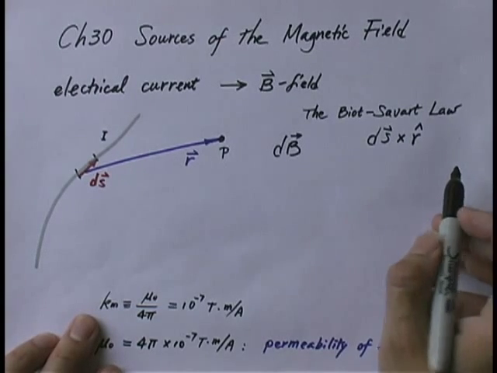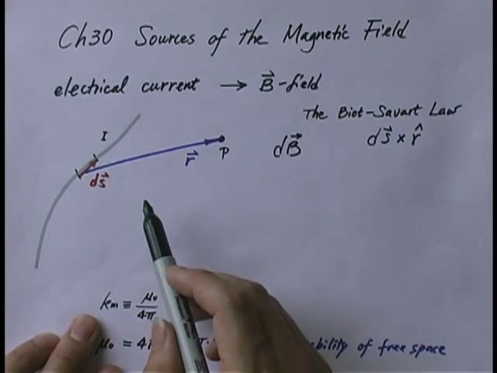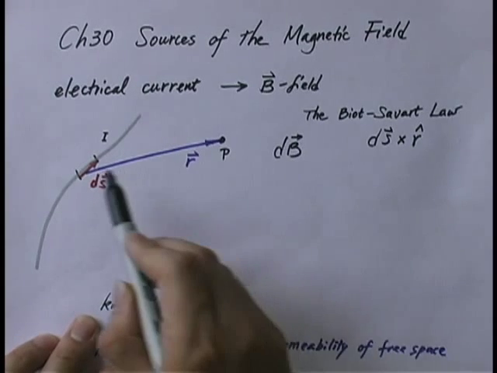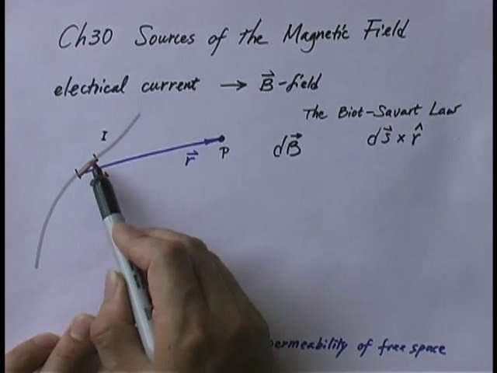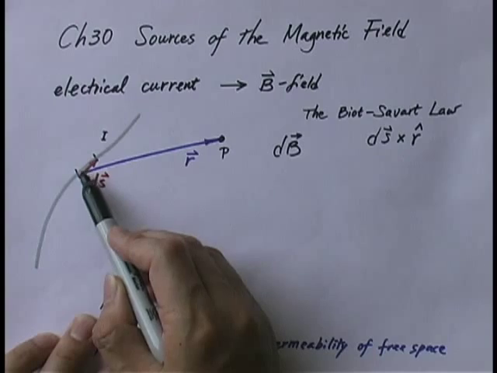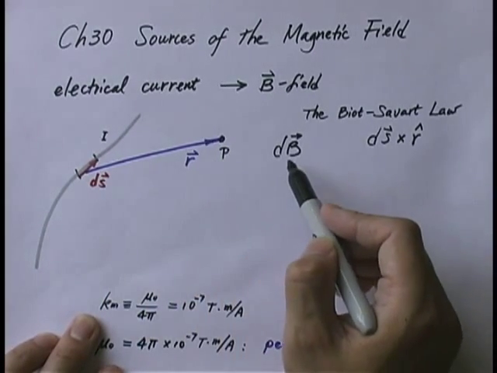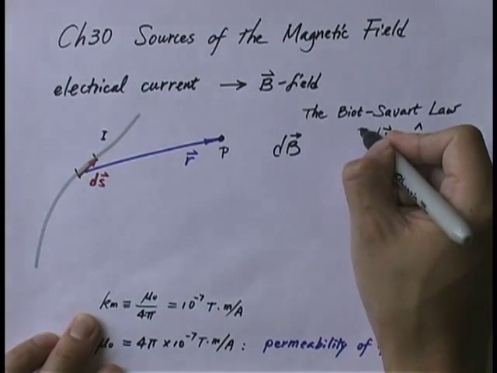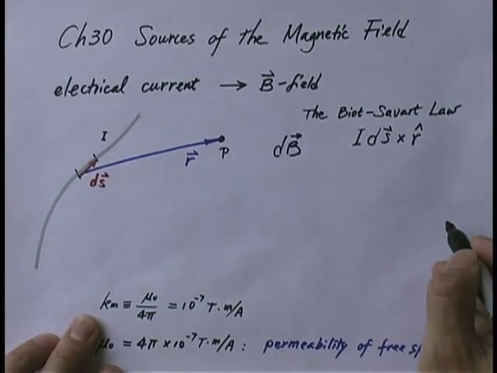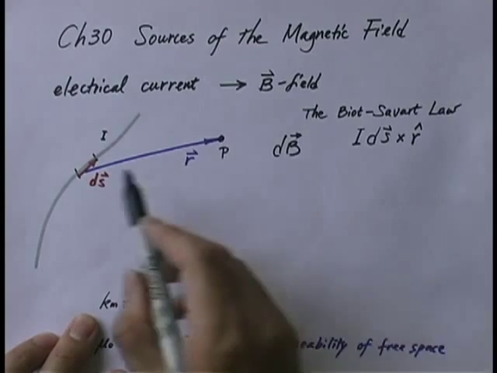Now, it is easy to understand that the magnetic field should be proportional to the current, because if I double the current, then I have twice as many moving charges here. Each can produce a certain amount of magnetic field, so the value of dB will be doubled. So it is proportional to I. Now, another thing is, how does it depend on the distance?